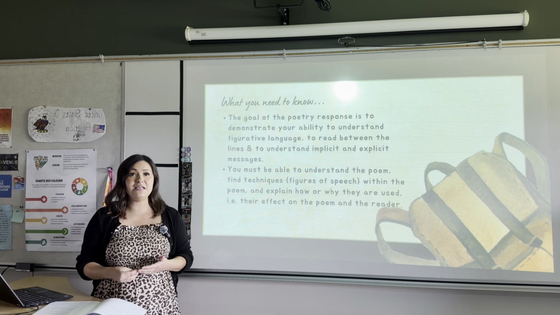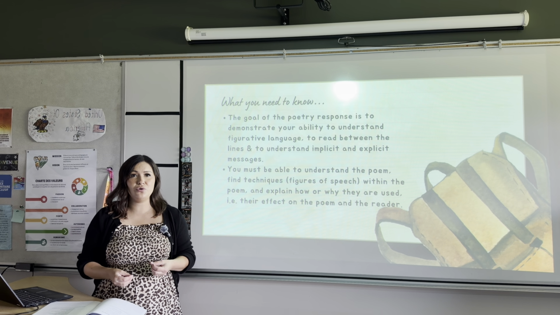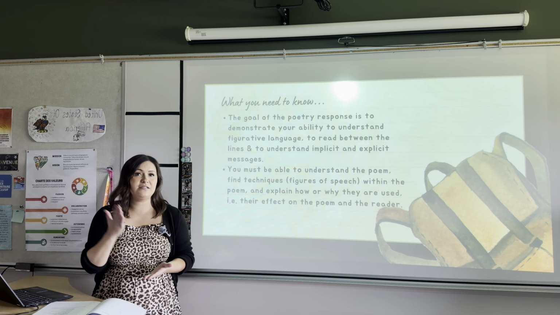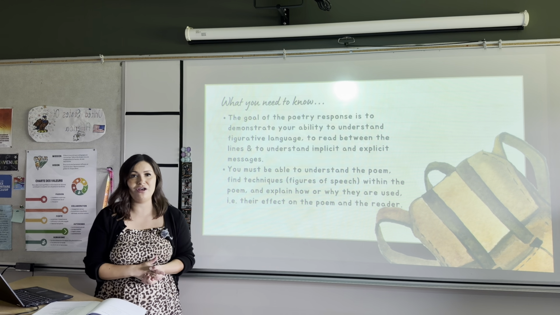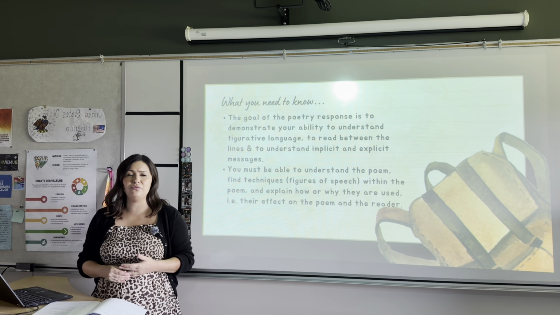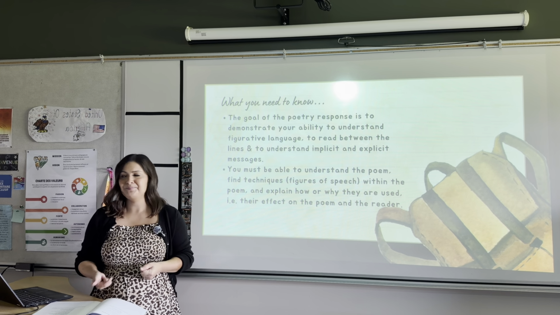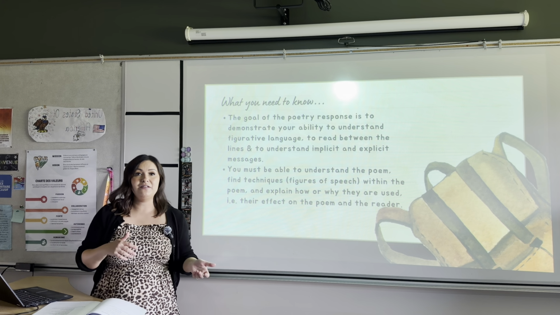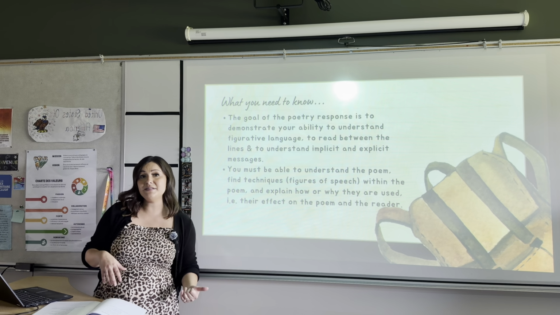We want to be able to see that even though the message wasn't told to you right in your face, without any shadow of a doubt, you're able to figure it out. We want to see that mental process. And then, of course, being able to find the difference between explicit and implicit.